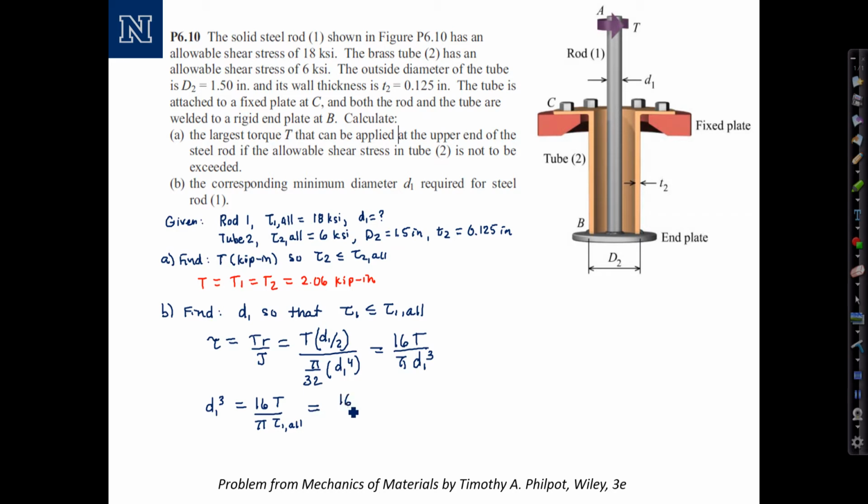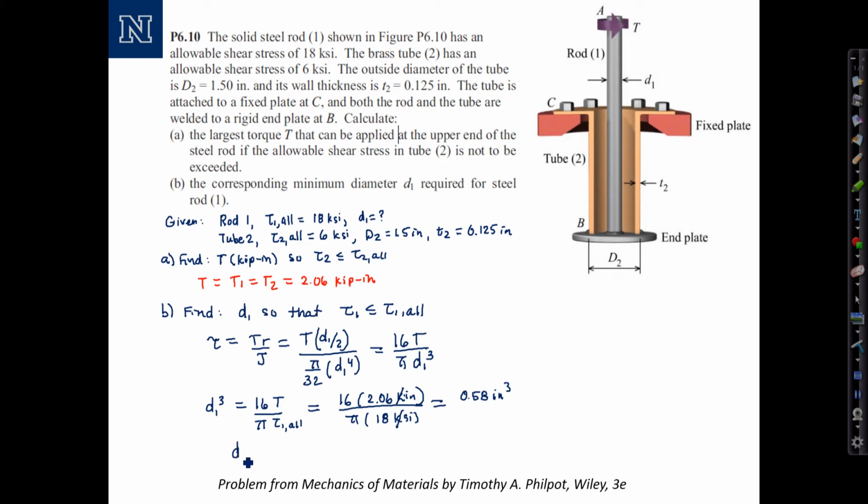The numbers are 16, the torque that we found before, 2.06 kip inches, divided by pi, the allowable shear stress, 18 ksi in this case, which computes to 0.58. And what are the units? Kip inches divided by ksi. Those per square inch is going to come up to the top. The kips cancel out and we're left with inches cubed, which is what we expect.